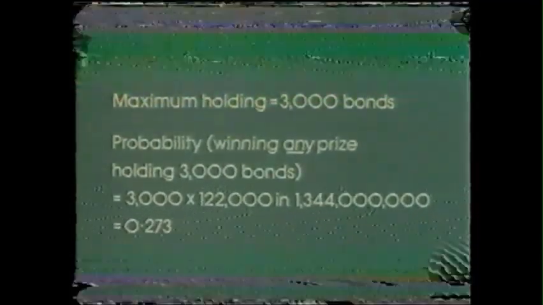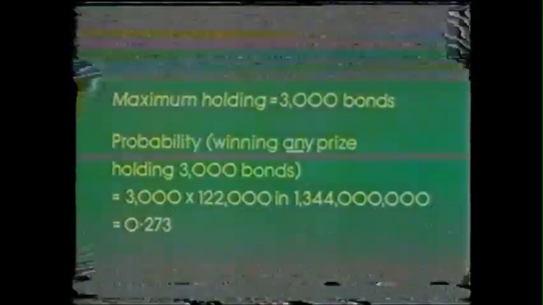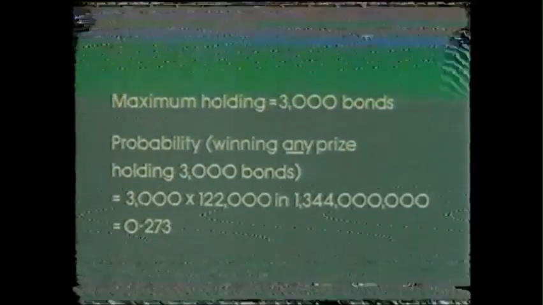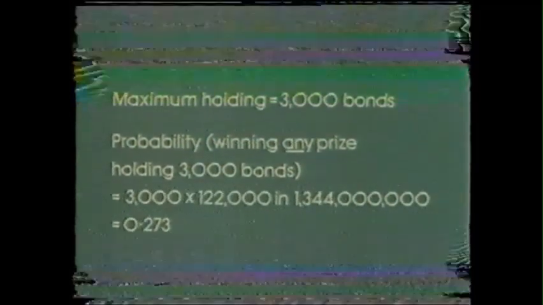If you have the maximum holding, that's 3,000 bonds, the probability of winning is even better, 3,000 times better. It comes to about 0.273, just over a quarter. Incidentally, that's why you often see the prefix Z in the winner's list. There are more bonds with Z because if you buy bonds in a block of 500, each bond has a Z prefix.